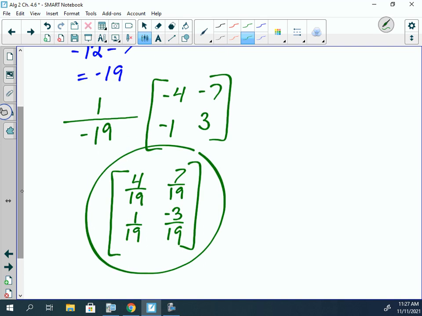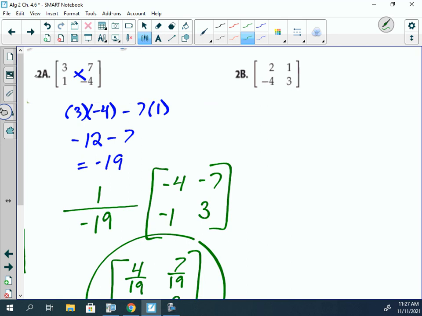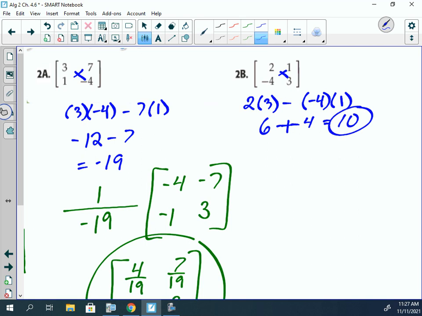We ready to look at the last inverse that we're looking for, if it exists. Well, we can check the determinant before we do anything, because we'll have 2 times 3 minus negative 4 times 1. Well, 2 times 3 is 6 minus, well, negative 4 times 1 is negative 4. Negative and negative make a positive. 6 plus 4 is 10. So will we have an inverse? Yes. Okay.